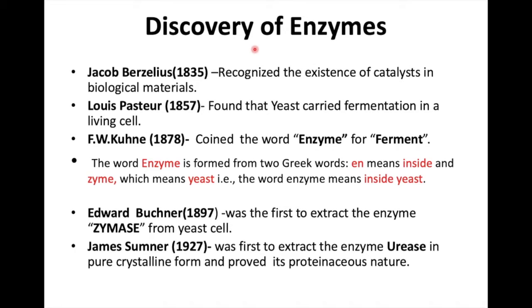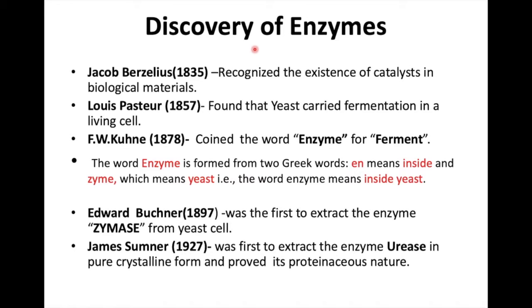Then further in 1897, Edward Buchner was first to extract the enzyme from the yeast cell. This was the first cell-free preparation of the enzyme, and he gave name to this enzyme, the zymase. This zymase is cell-free preparation of the enzyme from the yeast.